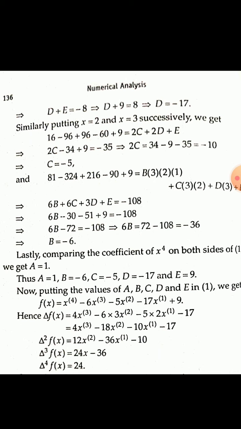in equation 1 we get f(x) is equal to x^(4) minus 6 x^(3) minus 5 x^(2) minus 17 x^(1) plus 9. After simple differentiation, delta f(x) is equal to 4x cube minus 18x square minus 10x minus 17. Delta square f(x) is 12x square minus 36x minus 10. Delta cube f(x) is 24x minus 36 and delta 4 f(x) is 24.